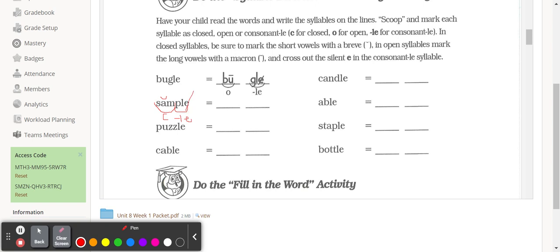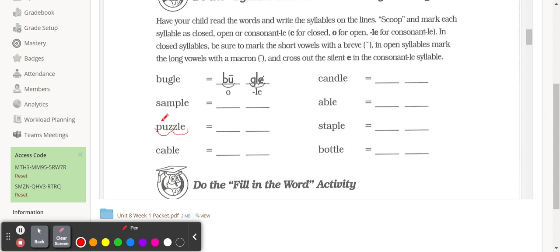Okay. Now I think I'm going to clear the screen each time because notice how it's running into each other. So once you have that copied and marked over here, I'm going to clear it. Okay. The next word down we have puzzle.